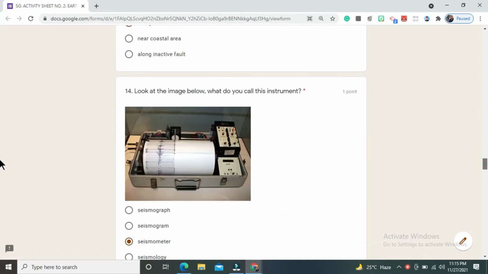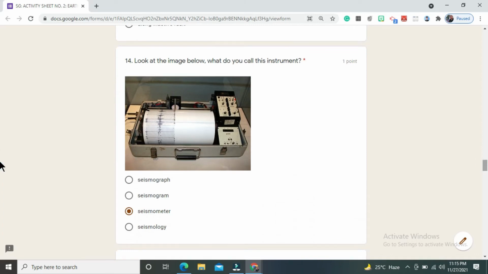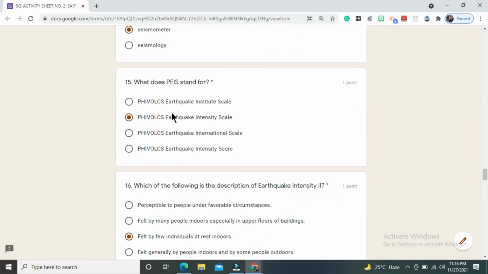Question number 14. Look at the image below. What do you call this instrument? The correct answer is seismometer. Question number 15. What does PEIS stand for? The correct answer is Phoenix Earthquake Intensity Scale.